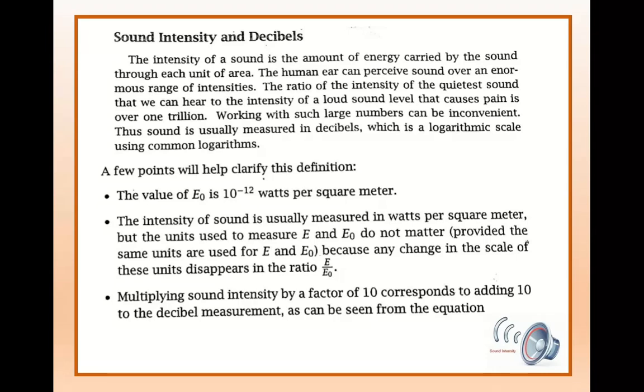So this is also a logarithmic scale using common logs. For this, the value E sub 0 is 10 to the power of negative 12 watts per square meter. The intensity of sound is usually measured in watts per square unit, but the units don't matter once again because we're looking at the ratio. Multiplying sound intensity by a factor of 10 corresponds to adding 10 to the decibel measurement. We'll sum this up with the equations, which I know were in that reading as well. I just wanted to provide a little bit of background information.